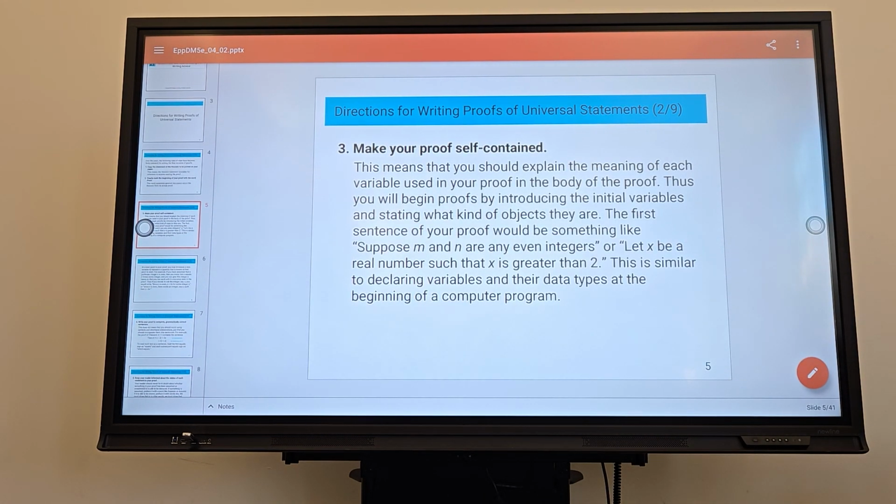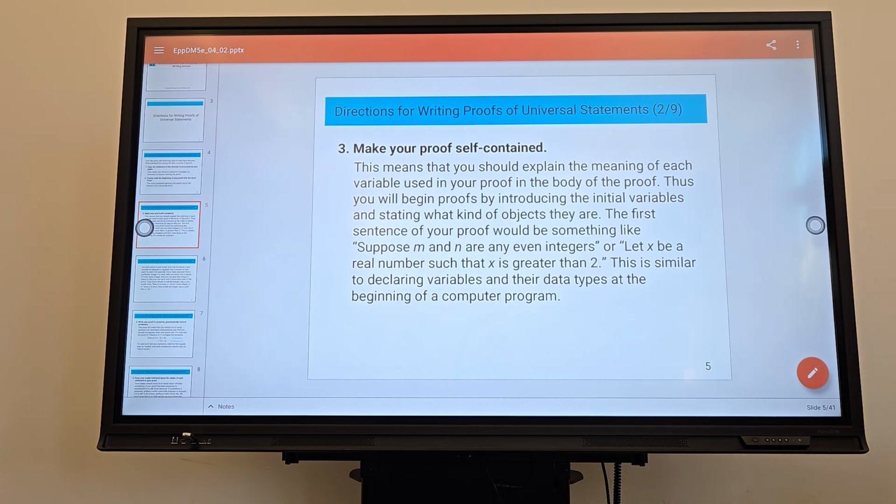Make the proof self-contained. This means you should declare any variables or symbols that you're going to be using that are not generally accepted. Declare them. It's kind of like in a computer program, at least in C++, you have to declare your variables before you use them. Same type of thing. The symbols and variables that you're going to be using, declare them before you use them. State what they are or what they could be.